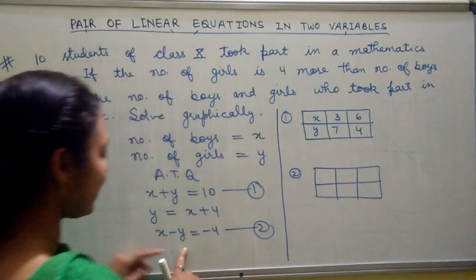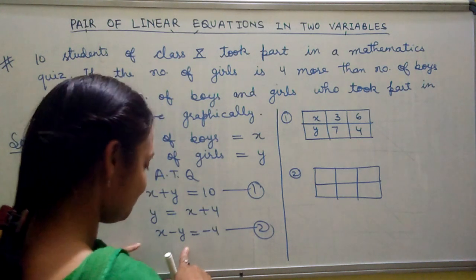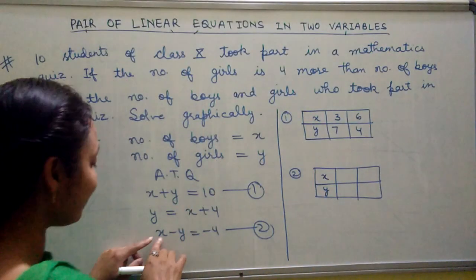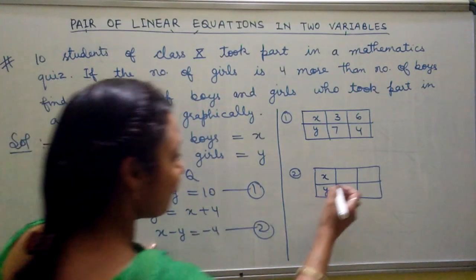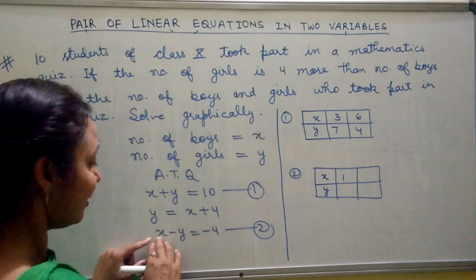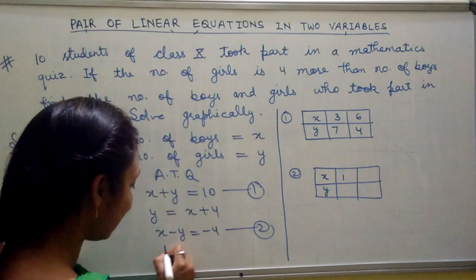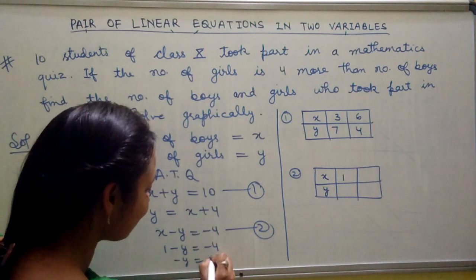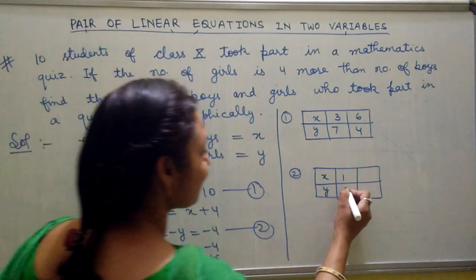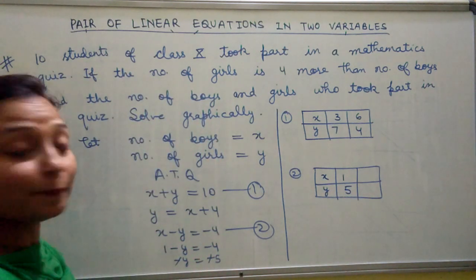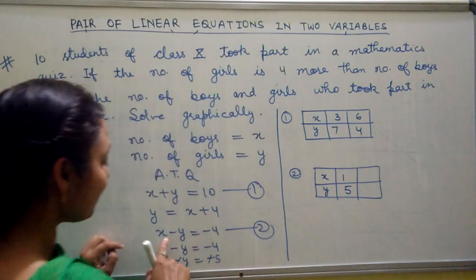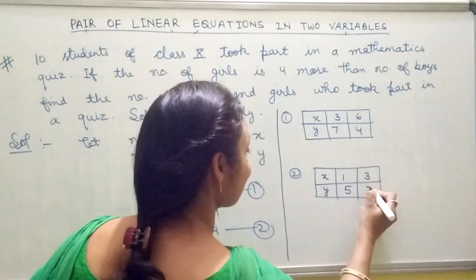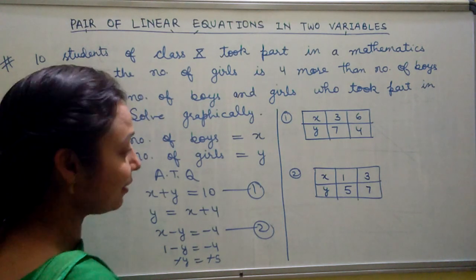Okay, come to the second equation. This is x and this is y. When you substitute x equals 1, then 1 goes here. 1 minus y equals minus 4. So minus y equals minus 5. This and this will cancel. We get y equals 5. Okay. Now if we put x equals 3, what is the value? That is 7. Okay, so this is 3 and 7.